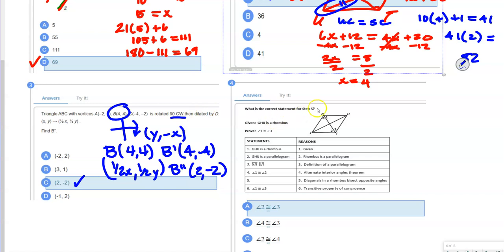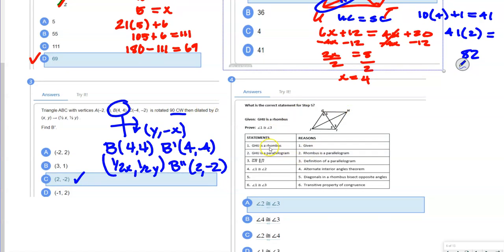The next one says, what is the correct statement for step 5? So it says GHIJ is a rhombus. That's a given piece of information. It does say that right there. Then it says that GHIJ is a parallelogram. Well, a rhombus is a parallelogram. That's true. Then it says that GH and IJ, or JI, are parallel. We know that because it's a parallelogram, right? So that's parallel. And these are also parallel, right?